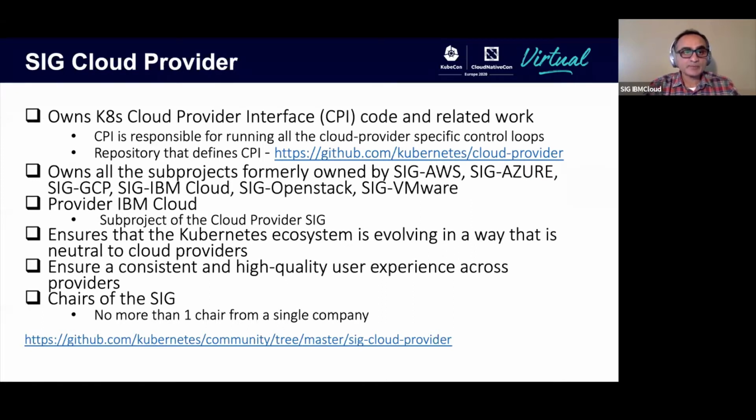The SIG also ensures that the Kubernetes ecosystem is evolving in a way that is neutral to cloud providers, right? So it makes sure there's no favor for one cloud provider over another provider. And it also makes sure there's a consistent, high quality user experience across different providers. Part of the SIG policy, when having chairs for the SIG, is to make sure there's only one chair from a single company. You can learn more about the Cloud Provider SIG in the GitHub repositories for the Kubernetes community.